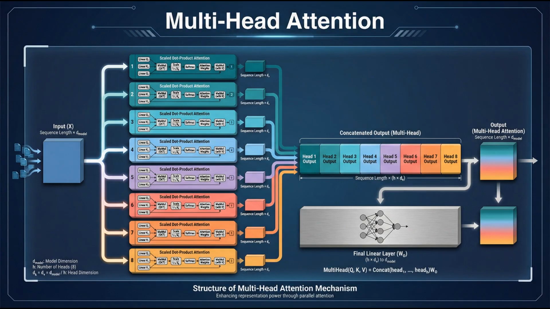One attention mechanism isn't enough. We use multi-head attention, running this process 8 times in parallel with different weight matrices. One head might focus on grammar, another on vocabulary, another on position. We concatenate their outputs and project them back to the original size, giving us a rich, multifaceted understanding.